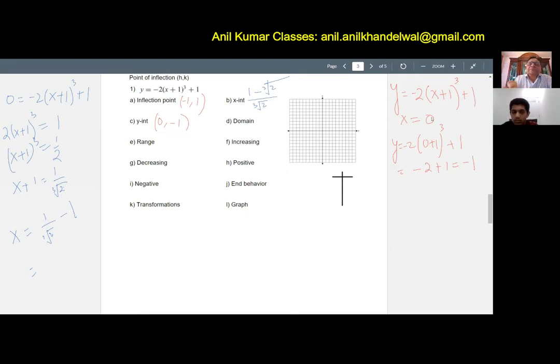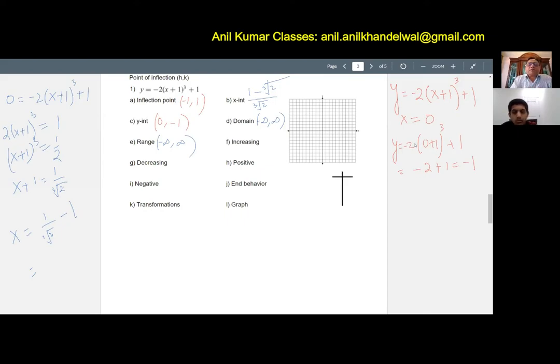So what is the range? Negative infinity to infinity. What is the domain? Negative infinity to infinity. All the cubic functions will have domain and range with no restrictions at all. Increasing or decreasing? What do you say?